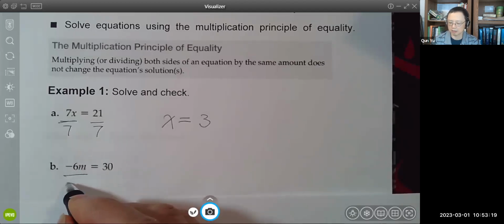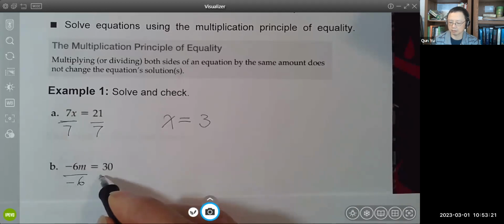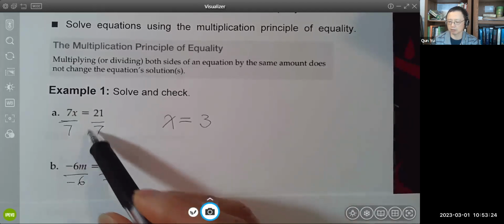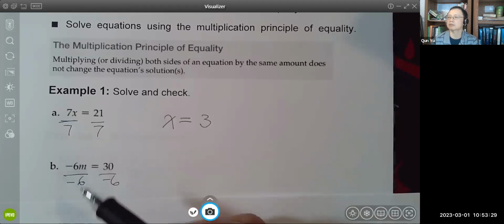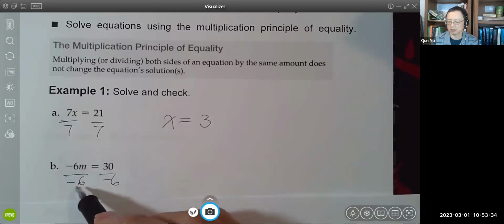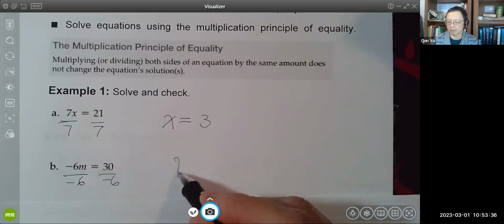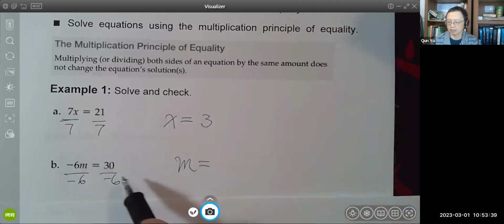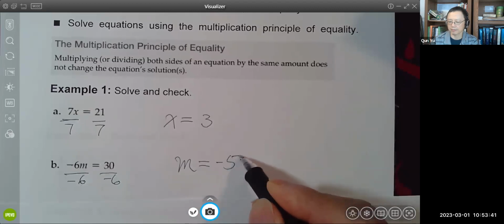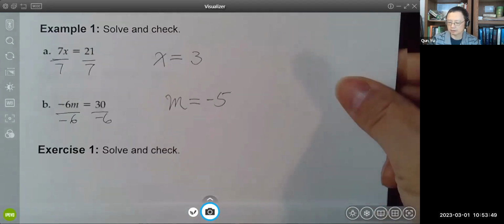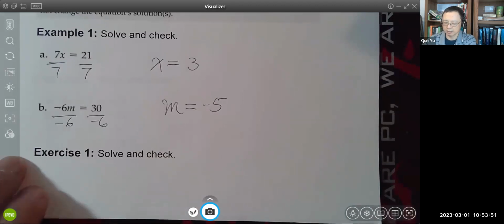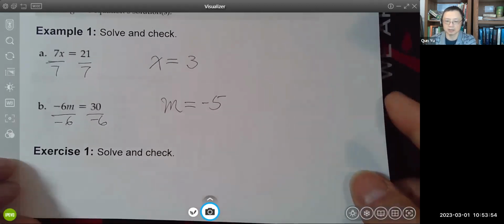So this time I divide by -6 on both sides. In other words, from these two examples, you just divide by the number multiplied by this variable, whatever that number is, and do it on both sides. So -6 divided by -6, that's 1. We get 1m on the left-hand side, and we get -5 on the other side. Positive divided by negative is negative. So that's our answer. Now, this is your first set of exercise questions. It is on the next page.